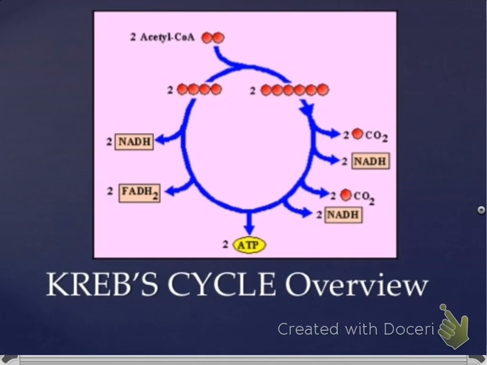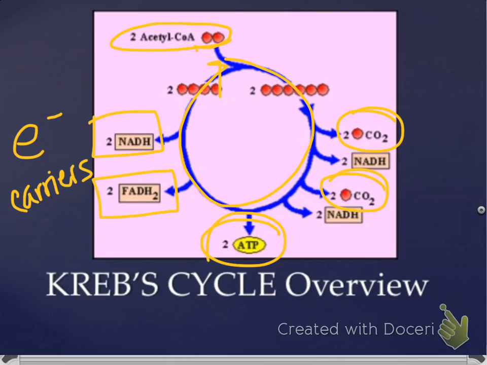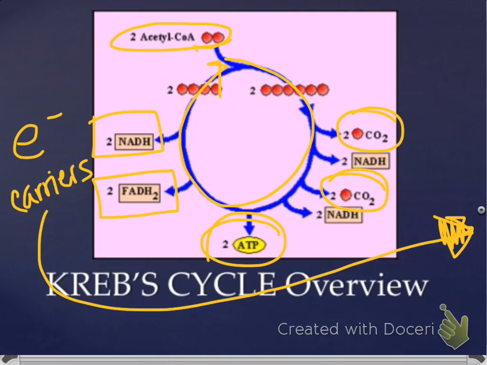So let's look back at this picture. Your CoA comes in. It's going to go through the circle, okay? You have CO2 given off, CO2 given off, ATP given off. Now, FADH2 and NADH are also given off. The only thing you need to know about them is they are electron carriers. The next thing is the electron transport chain, so it requires electron carriers to move those electrons.